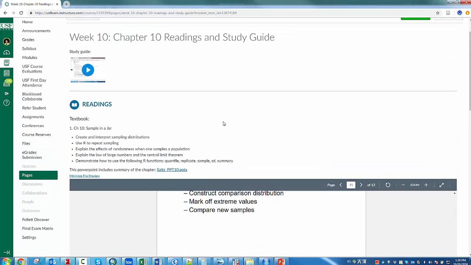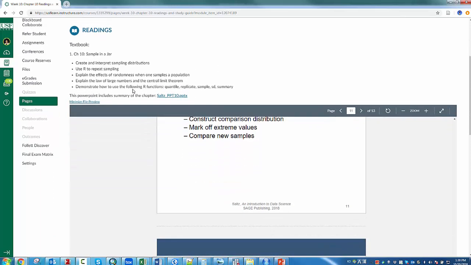So this is week 10, chapter 10, sampling. This chapter is an extension of the previous chapter, where we mainly covered descriptive statistics. In this chapter, the focus should be on inferential statistics, which means when you are given some information about a sample of data, you should be able to make an inference based on that sample.